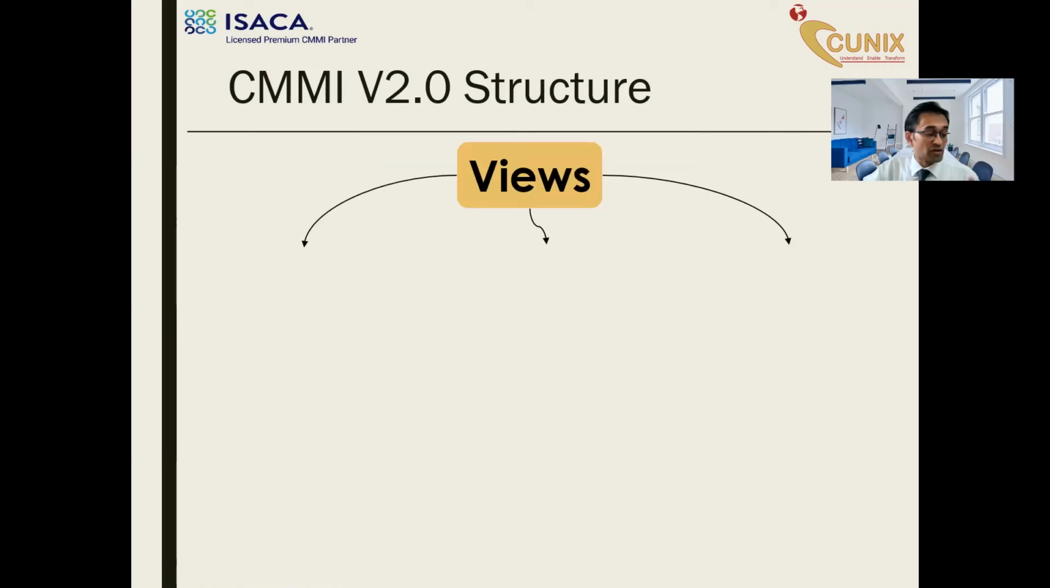So views would be what is your desire. What is it that you want in your organization? Do you want to improve only the engineering practices? You want to improve only the planning related practices? You want to improve the whole of your development and practices? So this is something like a view that you could select.